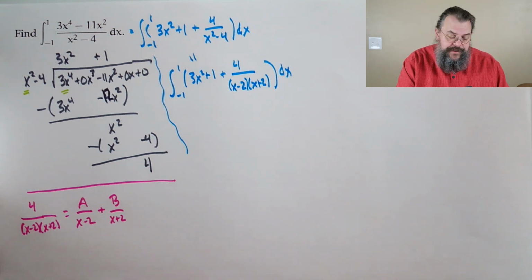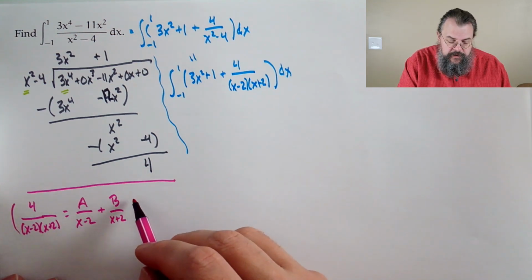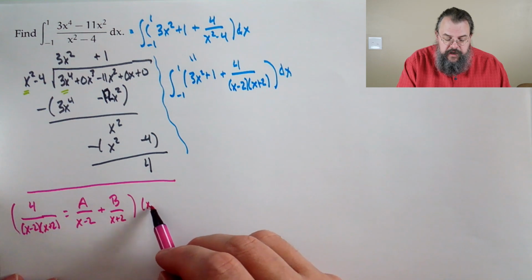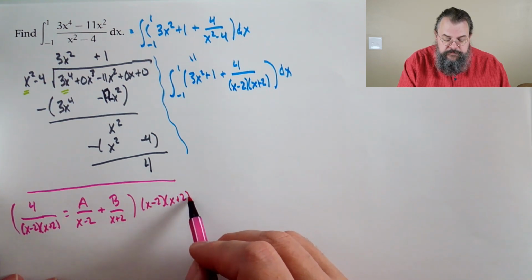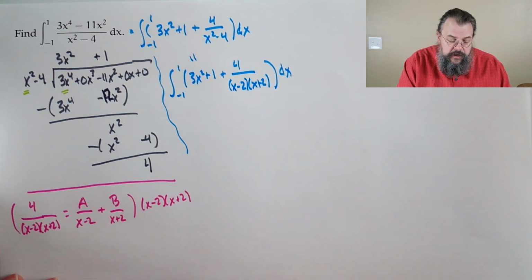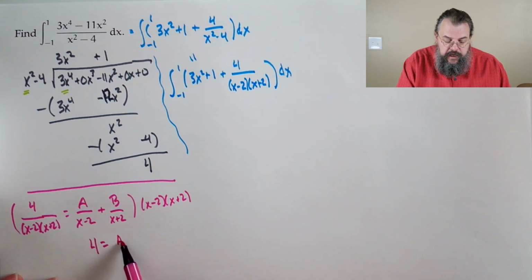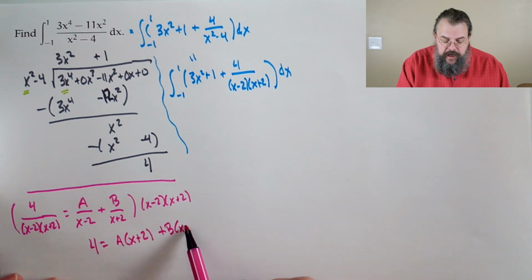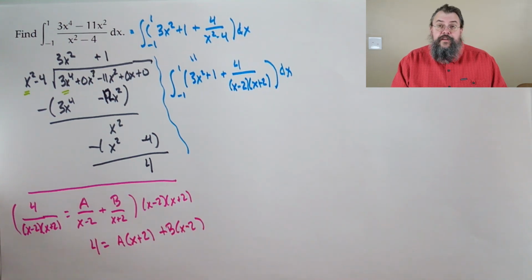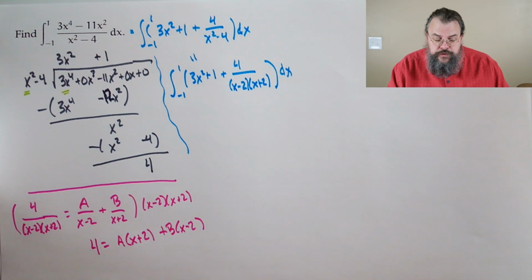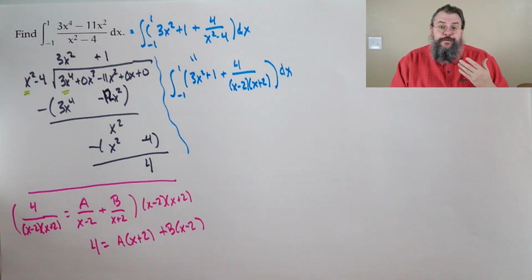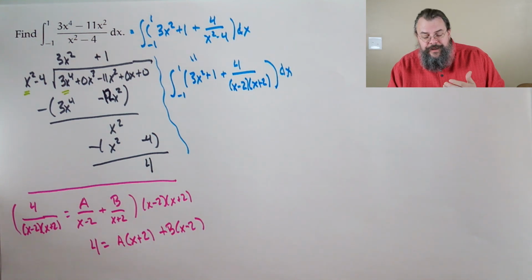Clear your denominators, and of course that means to multiply by x minus 2 times x plus 2. And when we do that, we'll get that 4 is equal to a times x plus 2, and then plus b times x minus 2. And at this point, we need to choose. But we need to choose wisely.